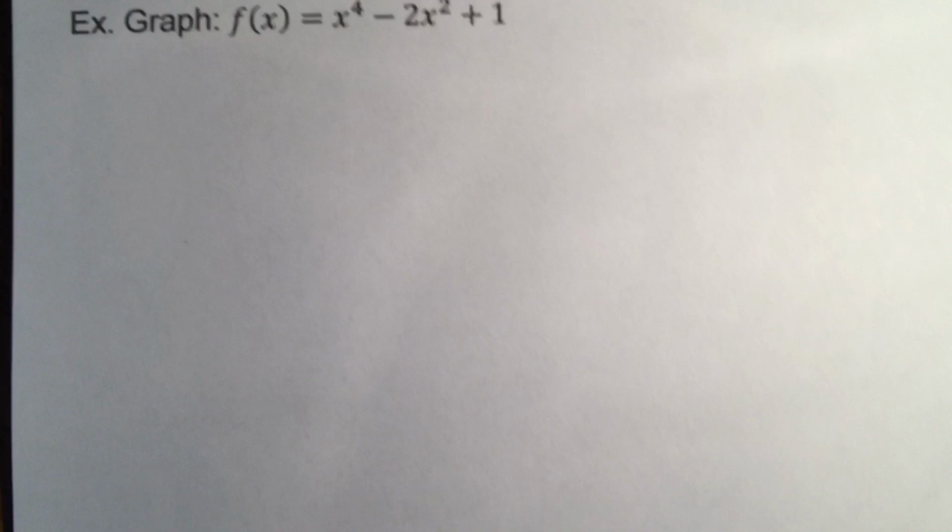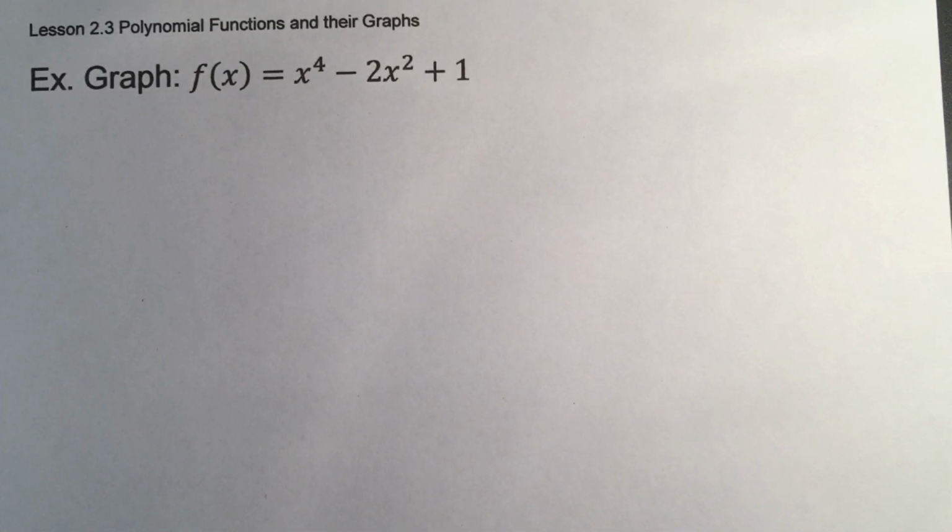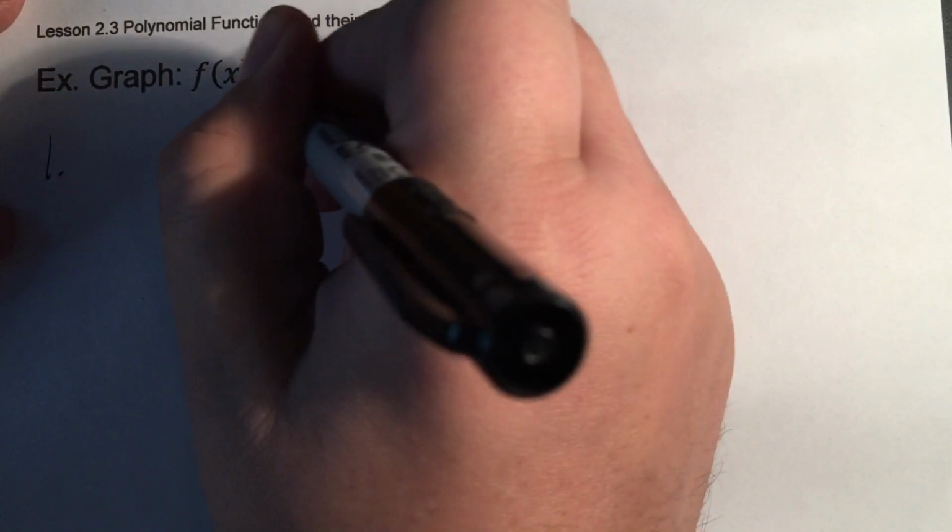So we're going to put that all together and graph this one here out. So we're dealing with x to the 4th. So this is a bigger one than what we're used to, but we can still find the generic graph for it. So number one, we're doing the leading coefficient test.